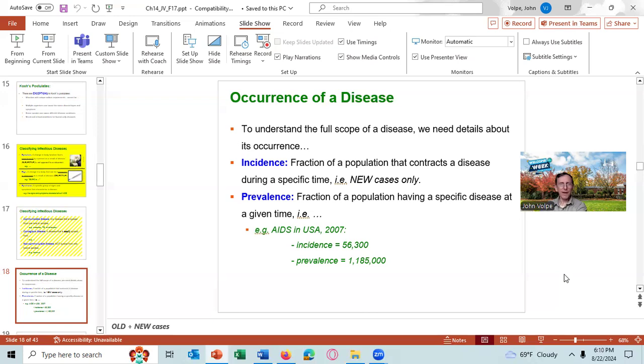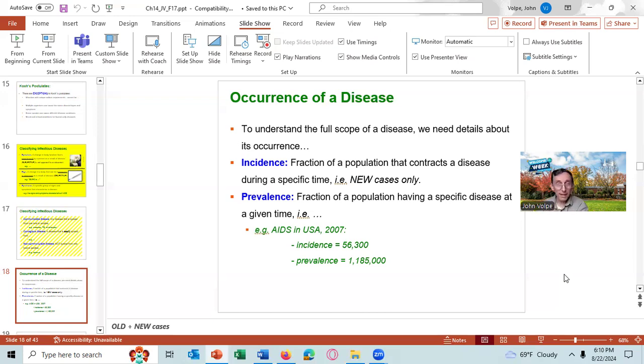So incidence is the fraction of a population that contracts a disease during a specific time, and this involves only the new cases. Prevalence is the fraction of a population having a specific disease at a given time, or one that had the disease in the past. So prevalence is both the old and the new cases.